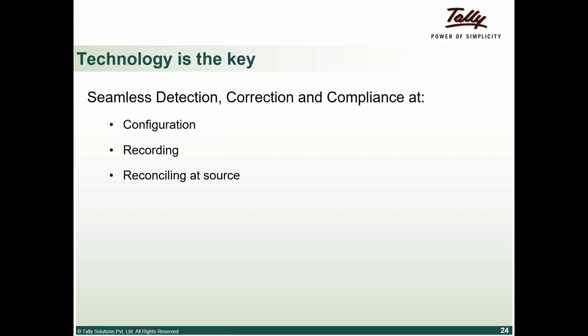One is reconciling at source. I have recorded my purchases and sales. How quickly can I reconcile and make sure that whatever information GSTR wants, in whatever column they want, is being captured properly in my books of account, such that I'm able to quickly port it to my GSTR1?